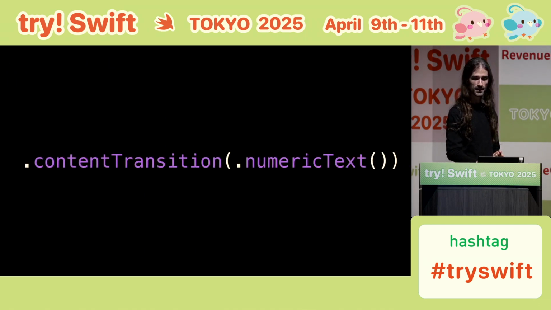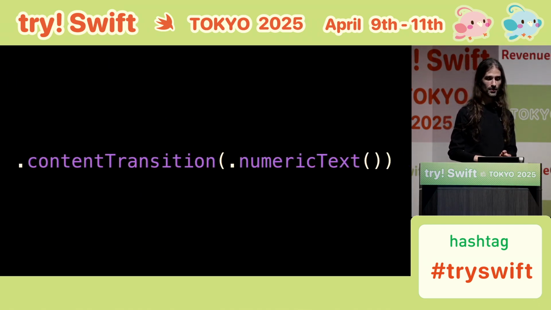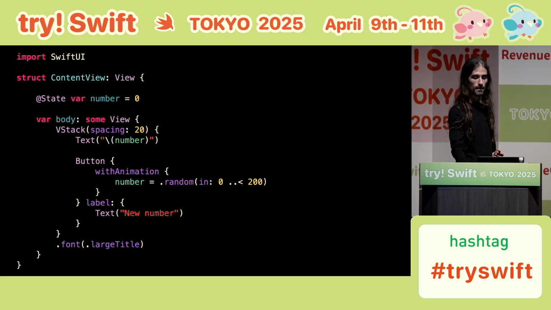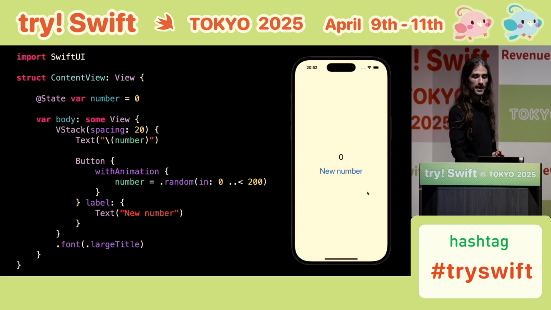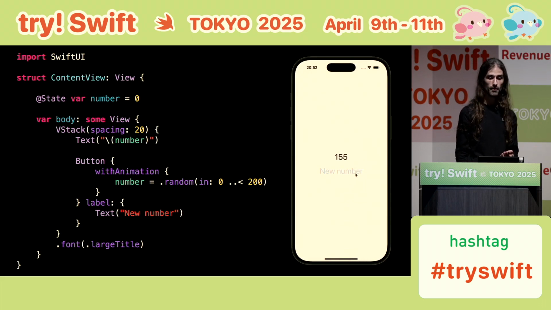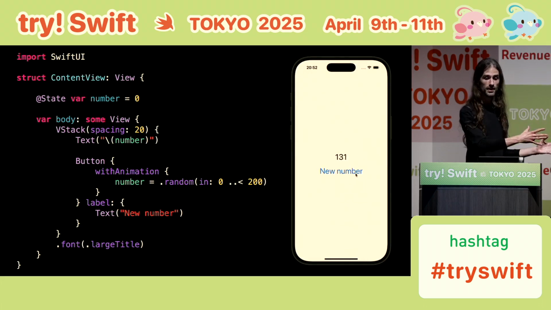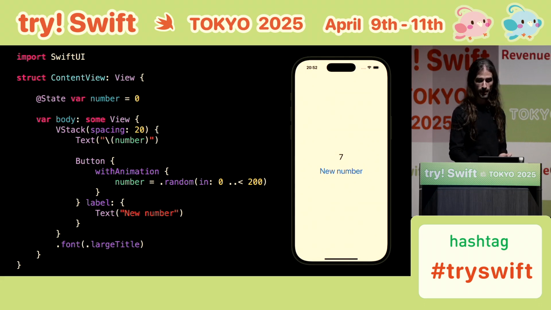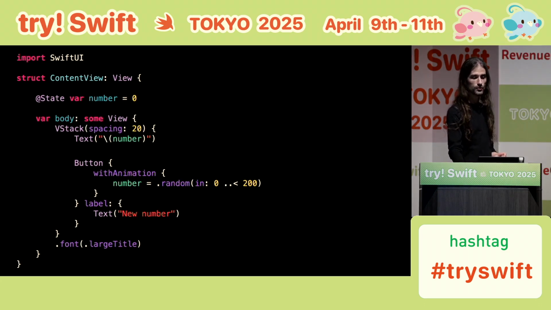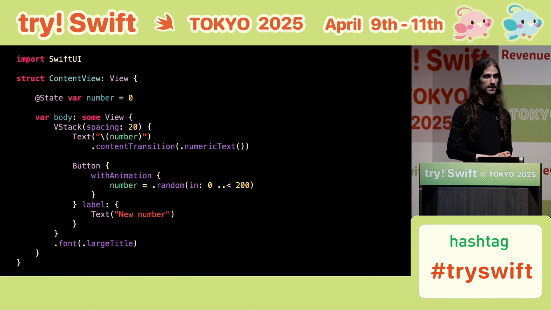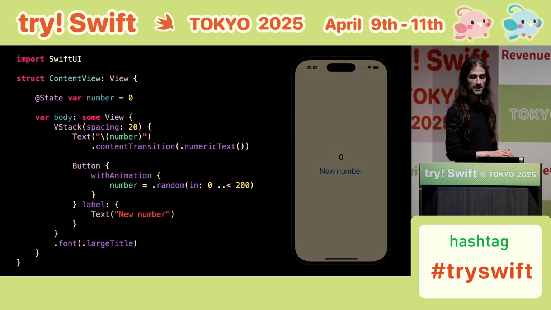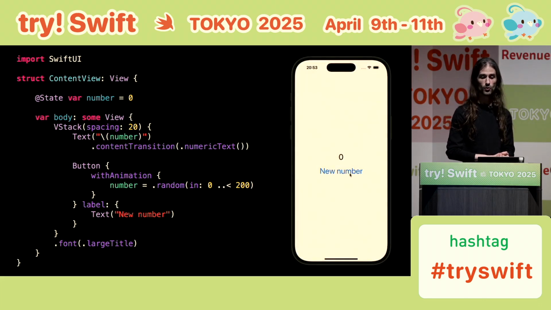And finally, last example, a nice little example if you ever need to animate changes in numbers. So let's see an example. I have this view, and I have a button that's going to draw a new random number. And by default, since I said with animation, I have the default transition between two views in SwiftUI, which is a crossfade. But if I use the modifier content transition numeric text on my text, you will see that now I get a new kind of transition, which is much more visually pleasing when you're dealing with numbers.